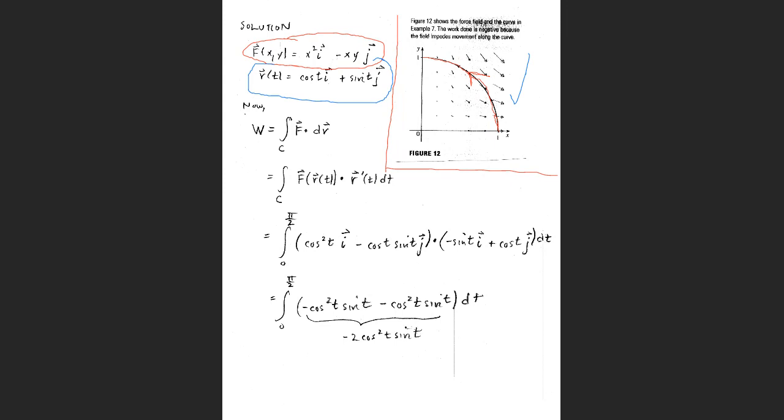If the particle moves with the force field, then the force field is helping the particle move from the point (1, 0) to the point (0, 1). So if the force field is helping the particle move from the beginning point to the end point along that curve, along that path, then the work is positive. But if the force field is acting against the particle, if it's impeding the movement, then we would expect the work done to be negative.